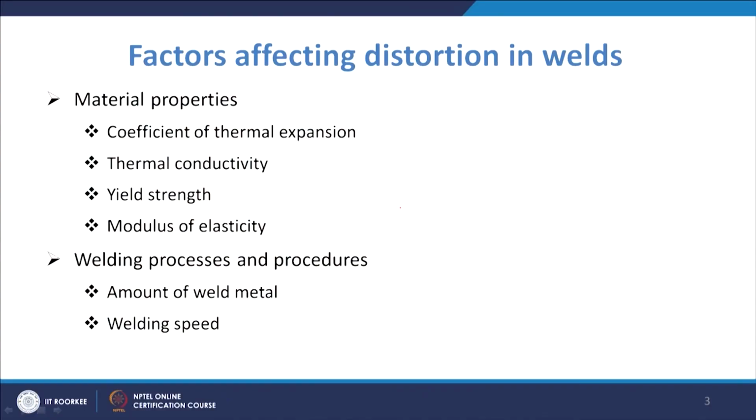The properties which are of interest, which affect the distortion of the welded specimen, are coefficient of thermal expansion, thermal conductivity, yield strength, modulus of elasticity, and then you have other welding processes and procedures, like the amount of weld metal, and then you have other parameters we will be discussing.